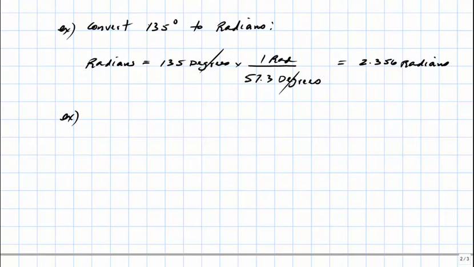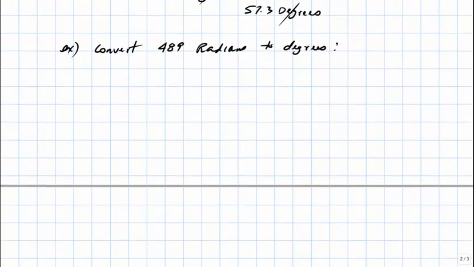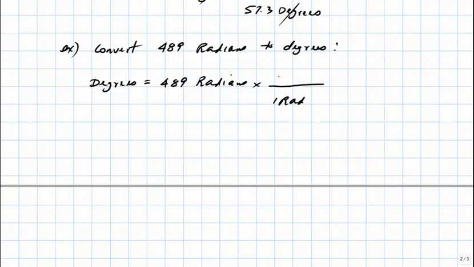In the next example, we're going to convert 489 radians to degrees. Again, very straightforward process. Degrees in this case would equal 489 radians. And we'll apply the same conversion factor that was used earlier. We know that 1 radian equals 57.3 degrees.